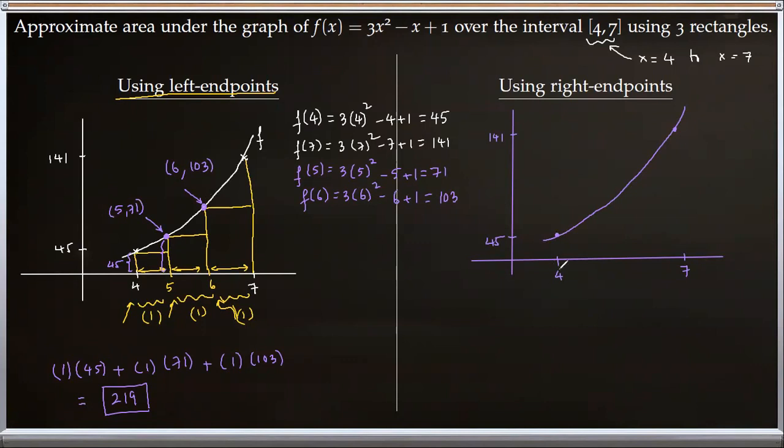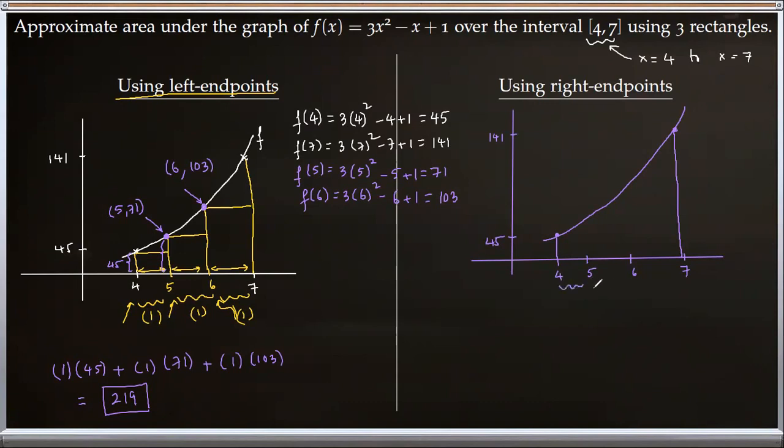Just copying that part. Again, we want to divide into 3 parts so that we can find the area between 4 and 7 approximately. So dividing into 3 rectangles, one would be from 4 to 5, another would be from 5 to 6, and 6 to 7. The only difference is that we are looking at the right endpoints.